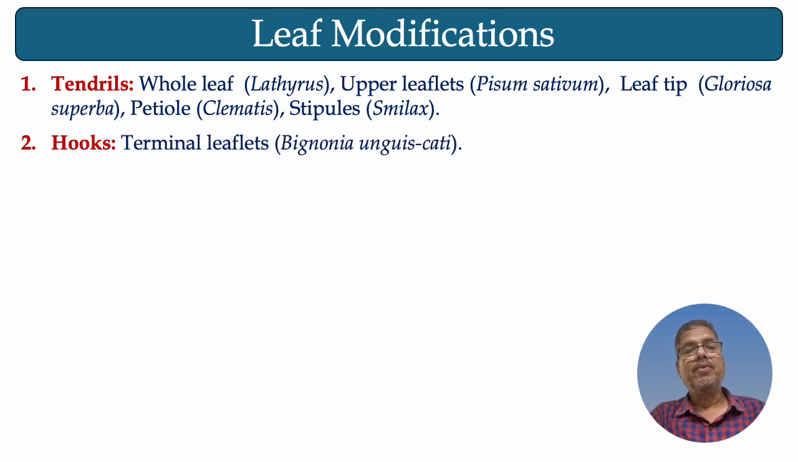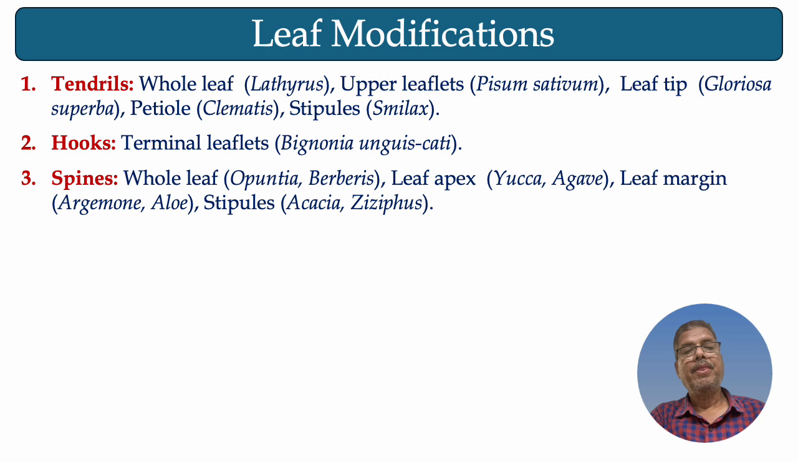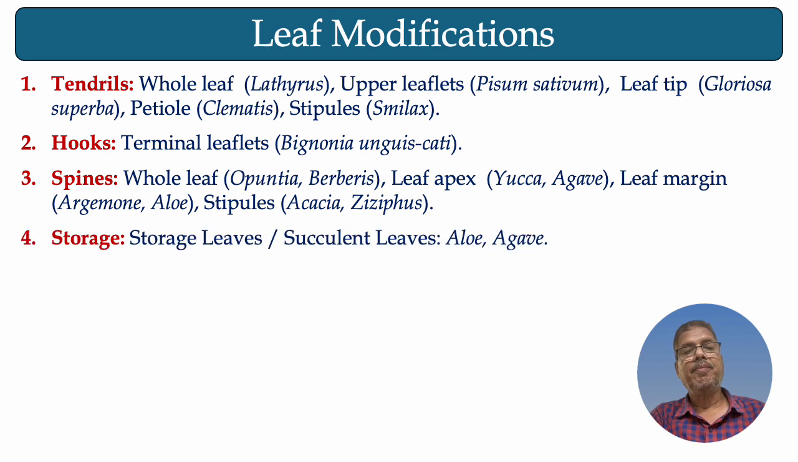Here is the list. For support, the tendrils help the weak-stemmed plants to climb. These include the modification of whole leaf, upper leaflet modification, leaf tip modification, petiole modification, and stipule modification. Hooks also help in climbing. The terminal leaflets are modified to hooks in Bignonia, that is cat's claw creeper.